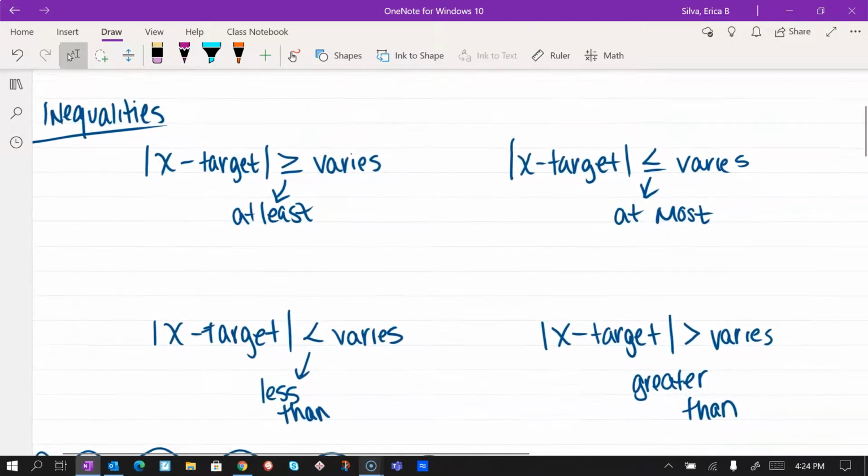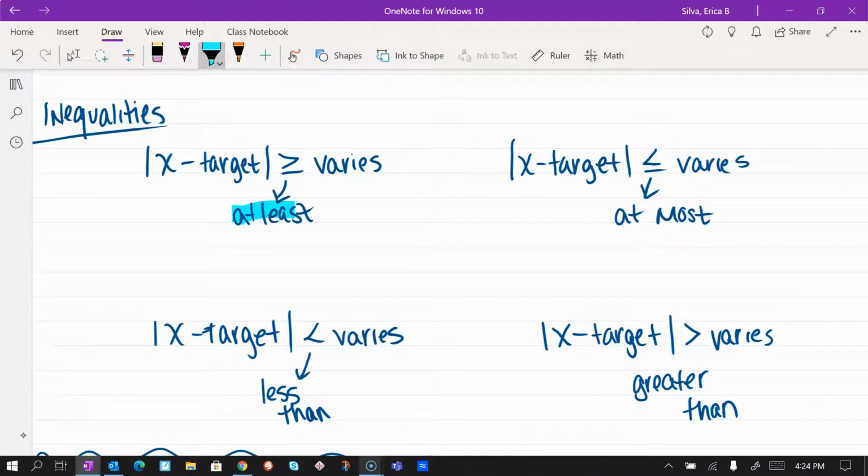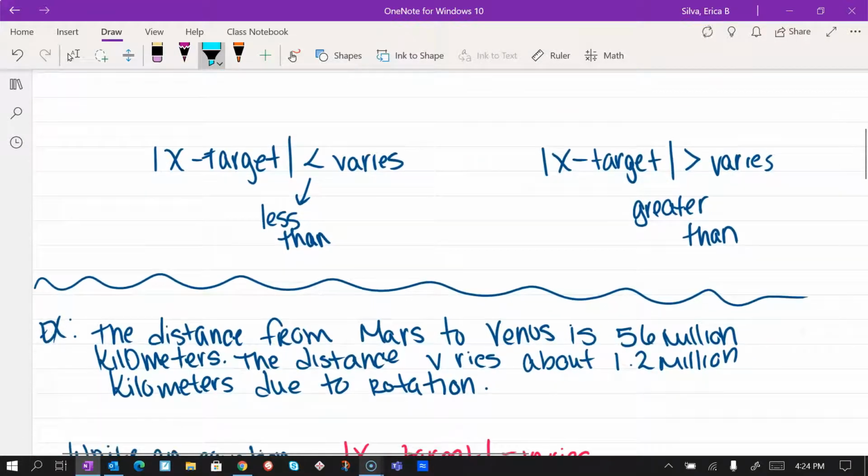For inequalities, when you see the word at least, we have the greater than or equal sign. At most is the less than or equal sign. The less than is our less than sign, and greater than is our greater than sign.